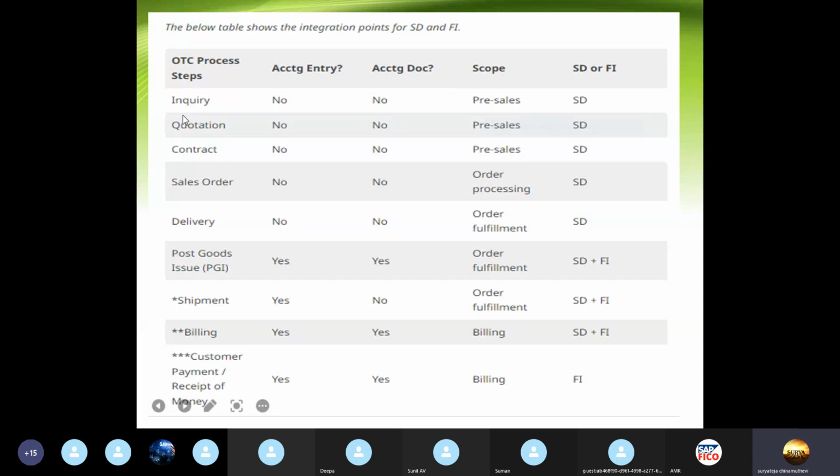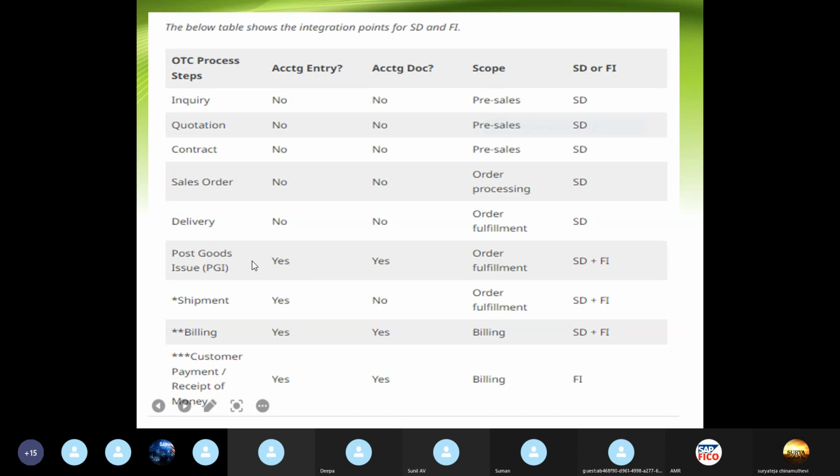Scope. The inquiry comes under pre-sales as I discussed earlier. Quotation will also come under pre-sales. Contract will also come under pre-sales. And up to delivery, the whole process comes under the SD segment of SAP. From post goods issue onwards, it comes under SD plus FI.